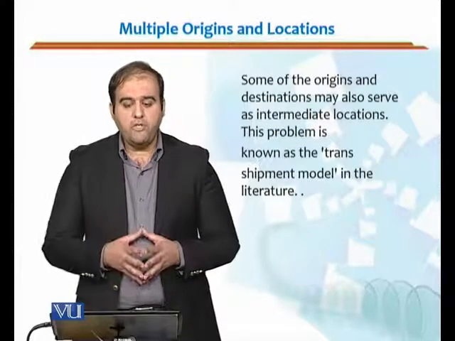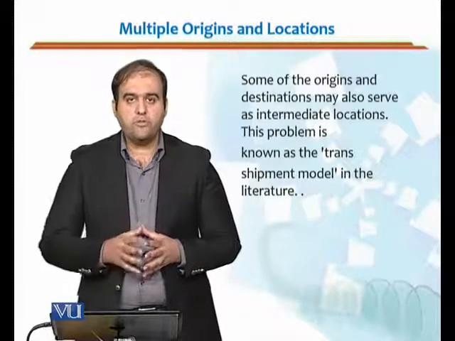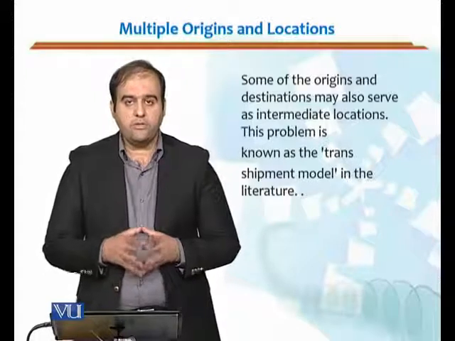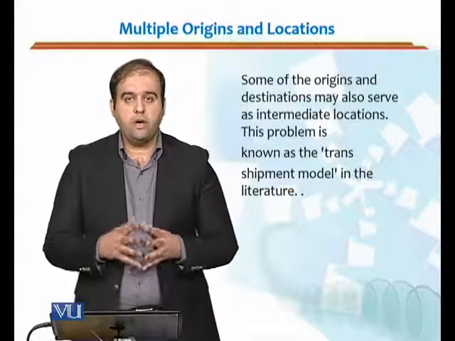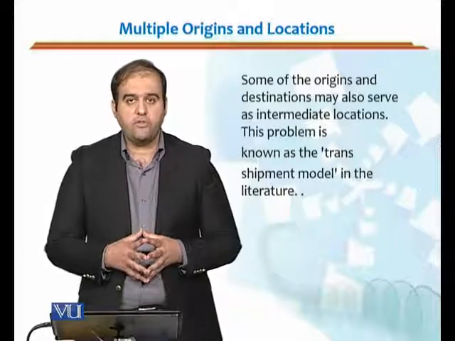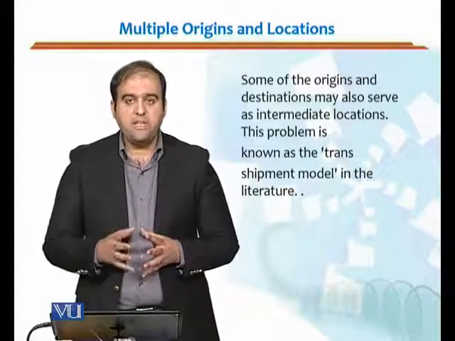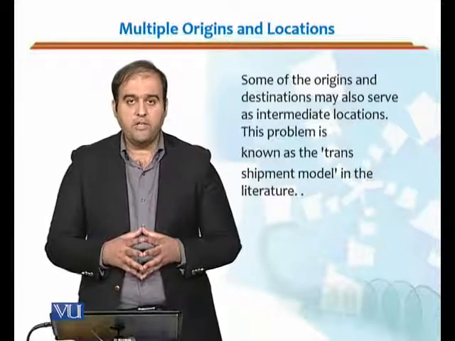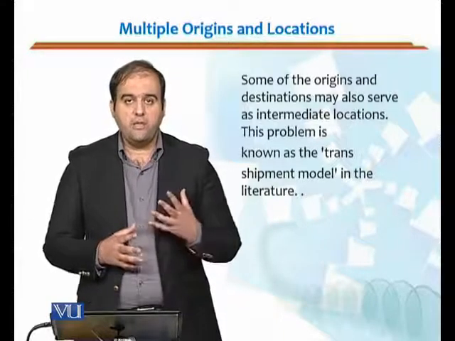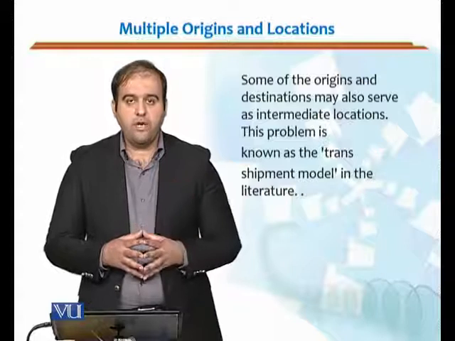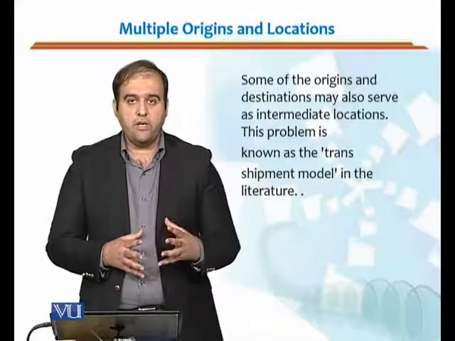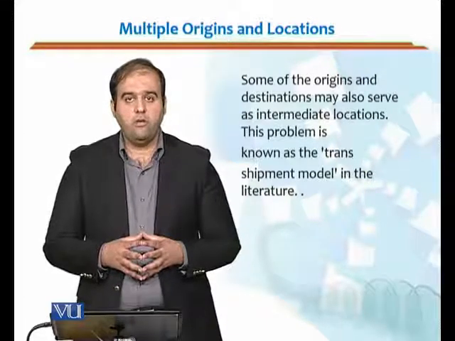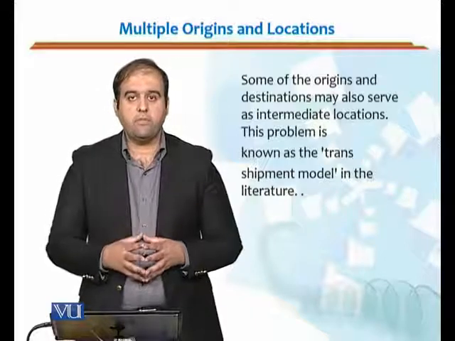So some of the origins and destinations may also serve as the intermediate points. It can happen on a big network for some transportation system. And these type of problems are actually known as transshipment models in literature. So for multiple origins and locations, we can have either a typical transportation model, or we can also have a transshipment model with us.